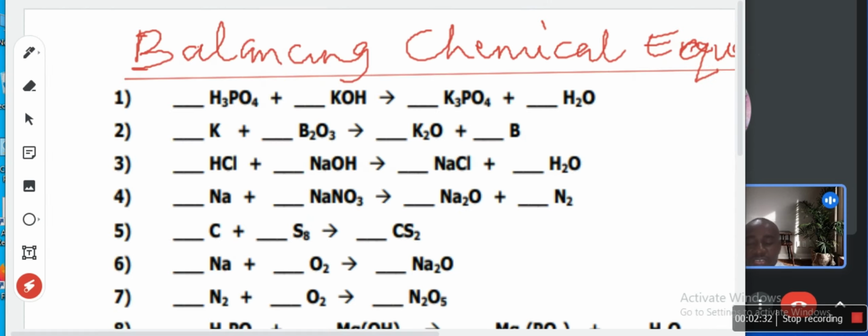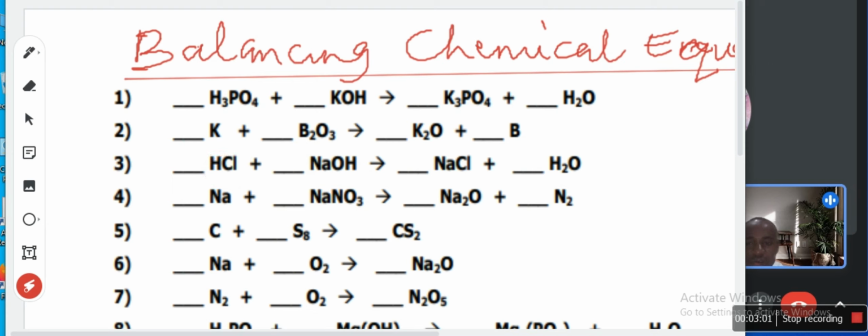Now, for each side of the equation, what I mean by each side is that the equation is divided into two sides, separated by this arrow. This one on the left-hand side is called the reactant. Called what? Reactant. So the reactants are HCl and NaOH.